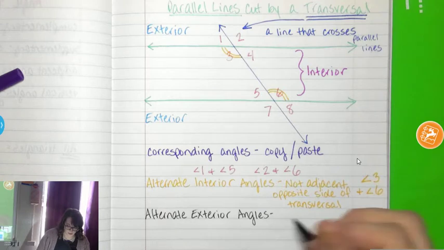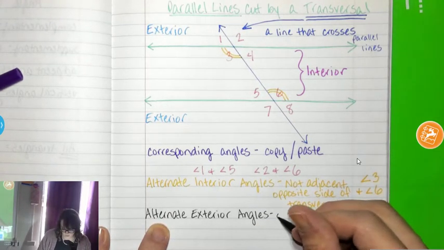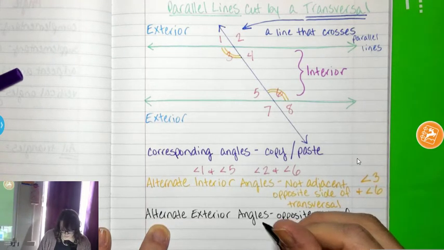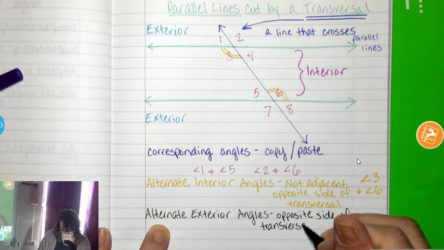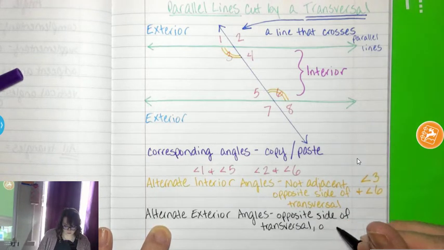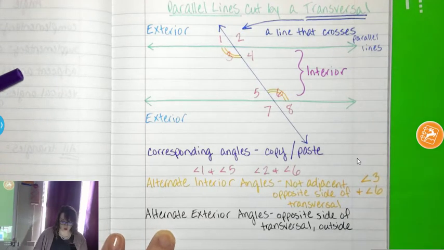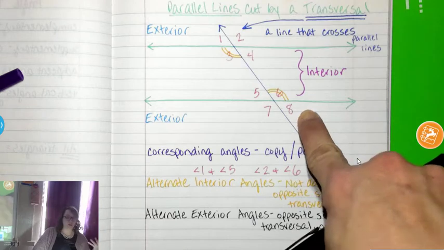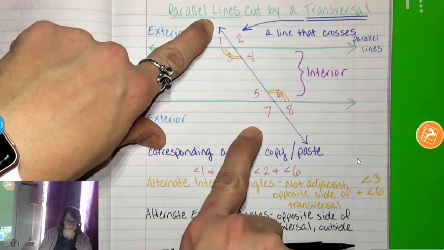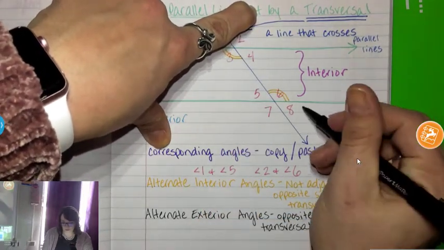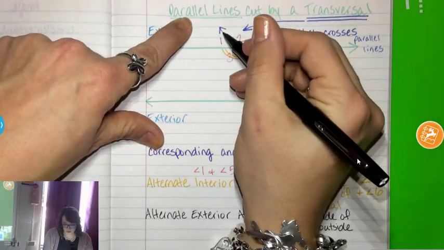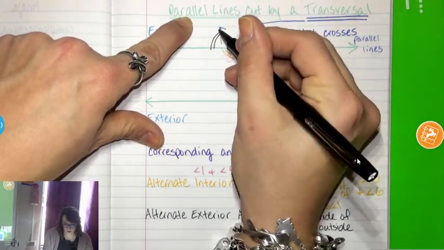All right. So we've got alternate, which means opposite side of the transversal, and on the outsides. So 8's partner would be what? 7's partner would be 2. So if I did 8, I'm going to give 8 3 swoops. So 1 gets 1, 2, 3 swoops.